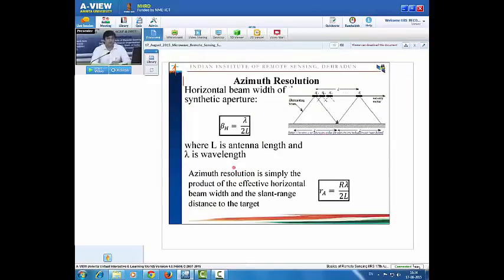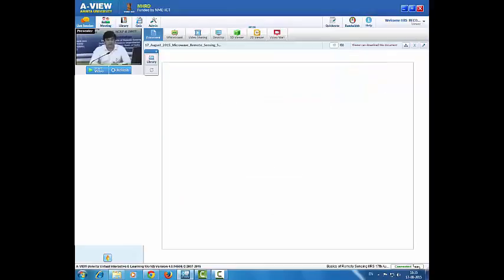So first we will be talking about the azimuth resolution. Azimuth resolution is simply the product of the effective horizontal beam width and the slant range distance to the target. So here you can see RA, this is the azimuth resolution, equals R lambda divided by 2L. Don't be confused with R naught and R, both are the same. R is basically R naught, that is the range distance. Now you can see when this antenna length increases, this amount will decrease, and finally azimuth resolution will become very high. So the longer the antenna length, the higher the azimuth resolution.